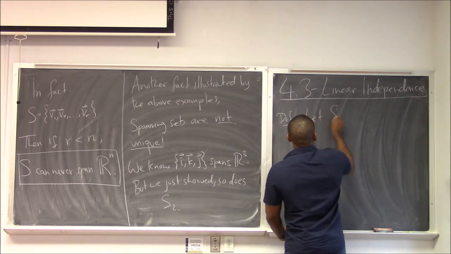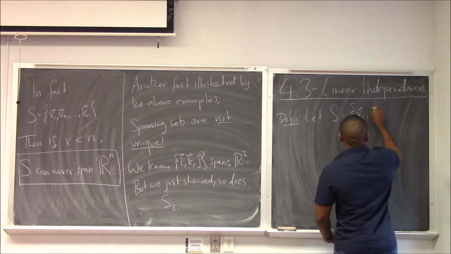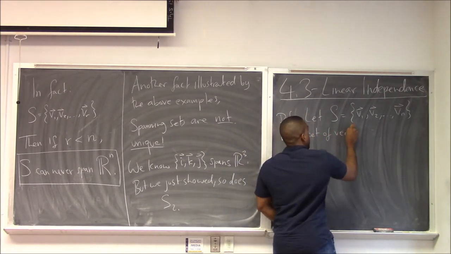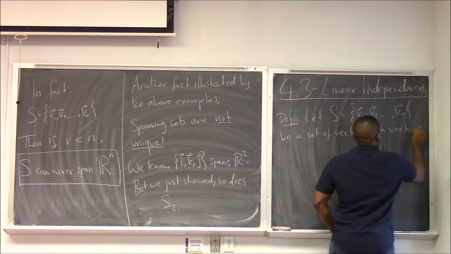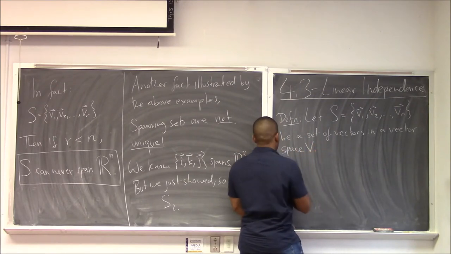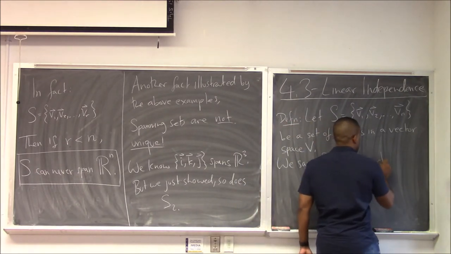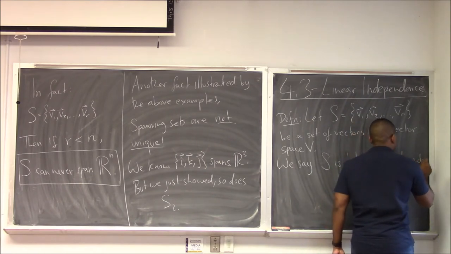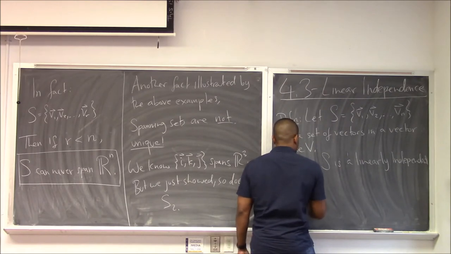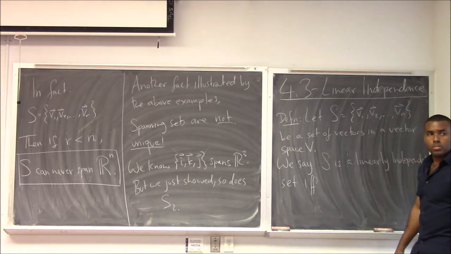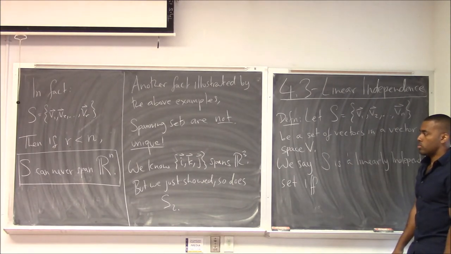Okay, so let's give this set of vectors a name. Let S be a set of vectors in a vector space V. We say S is a linearly independent set. How would you phrase it now? The only way to get the zero vector as a linear combination of the vectors in S is when the corresponding coefficients are all zero.